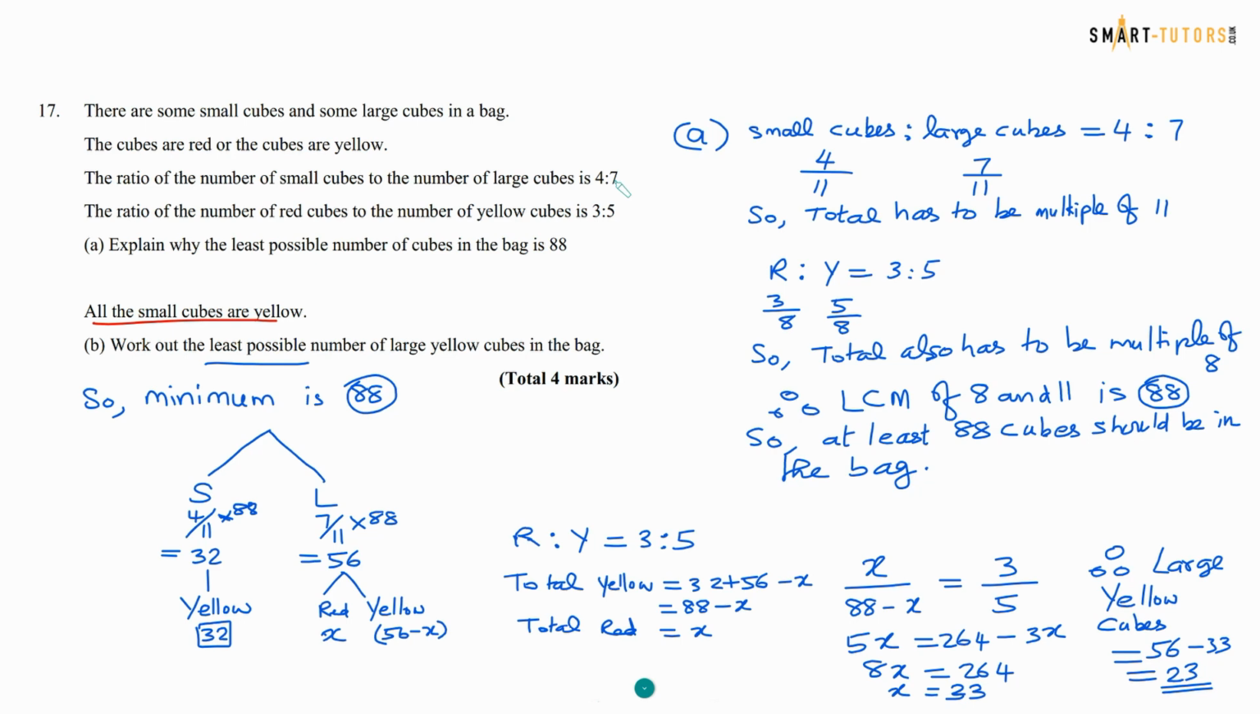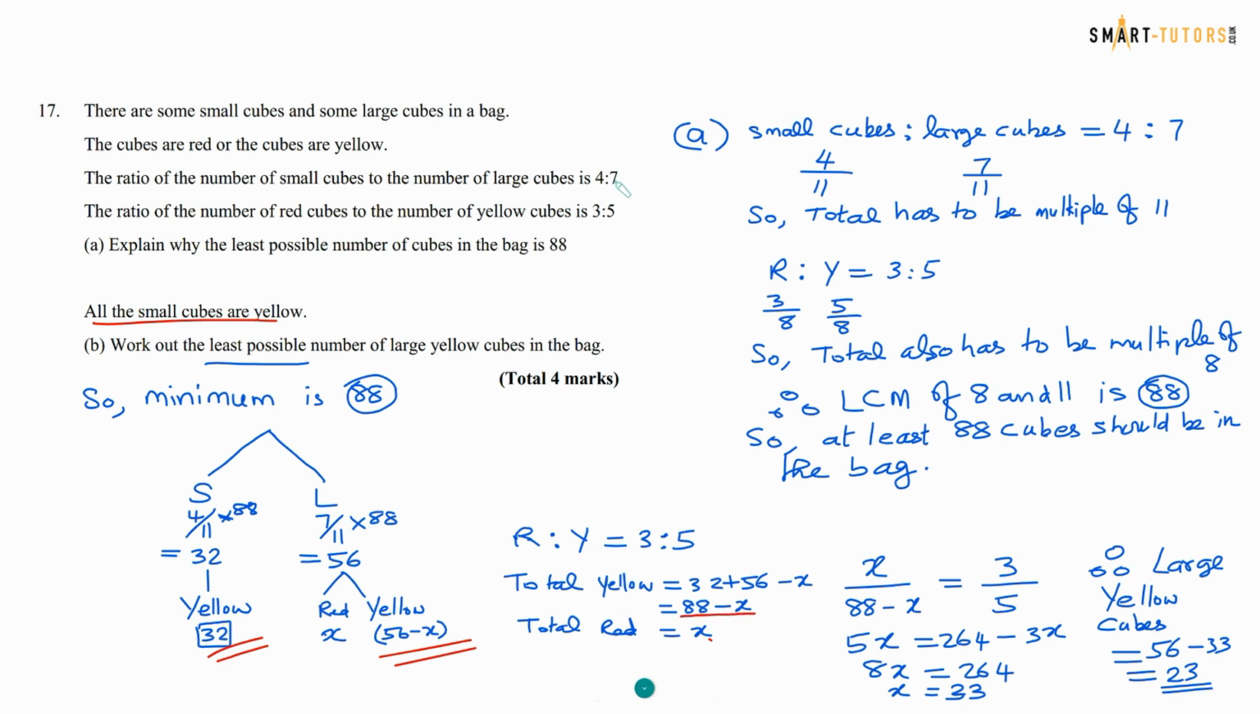Work out the least possible number of yellow cubes in the bag. If 88 is the minimum, then 4 over 11 times 88 gives 32 small cubes, which are yellow. The large ones are 88 take away 32, which is 56. Out of 56, we don't know how many are red, so I assume that is x. So 56 minus x is the yellow. The total red is x. The total yellow is 32 plus 56 minus x, which comes to 88 minus x.